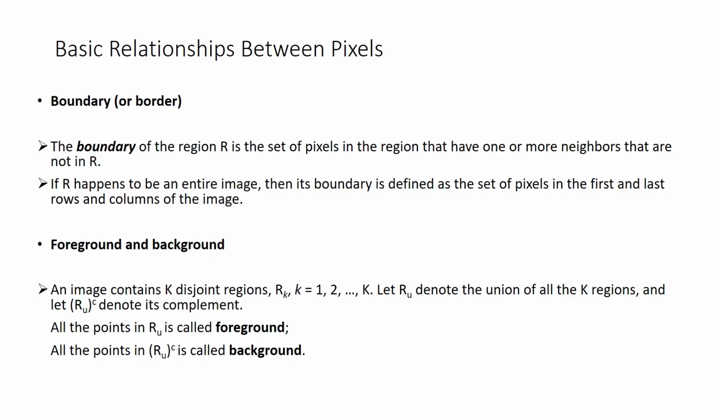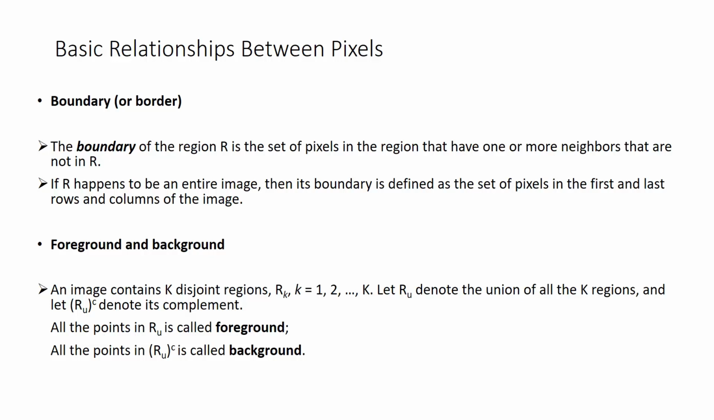The boundary of the region R is the set of pixels in the region that have one or more neighbors that are not in R. If R happens to be an entire image, then its boundary is defined as the set of pixels in the first and last rows and columns of the image.